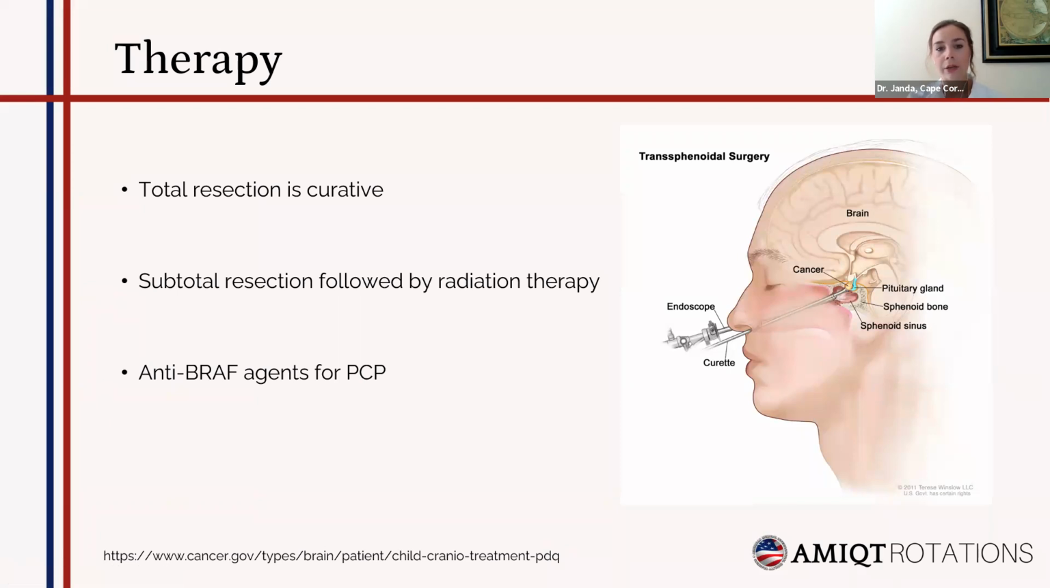Others might require craniotomy. If only subtotal resection can be achieved, which is common with the ACP because of those infiltrating borders, it should be followed by radiation therapy. Radiation therapy is also very useful for cases of recurrence. And specifically for the PCP, we also have the option of using anti-BRAF agents like dabrafenib, because those can also induce shrinkage.